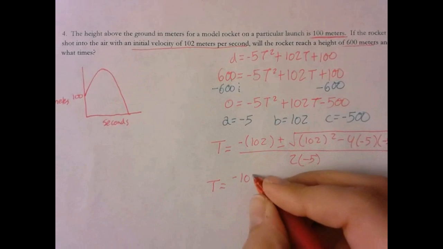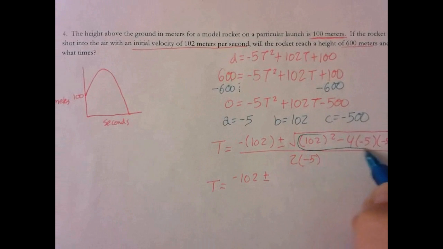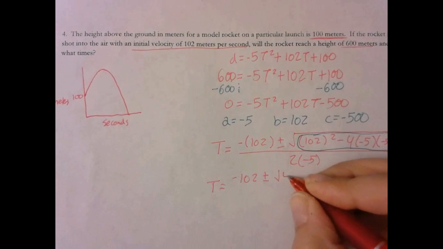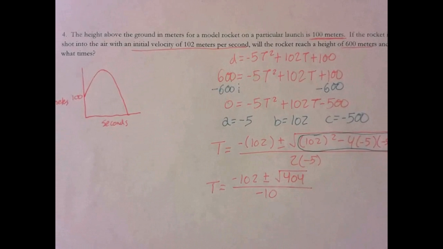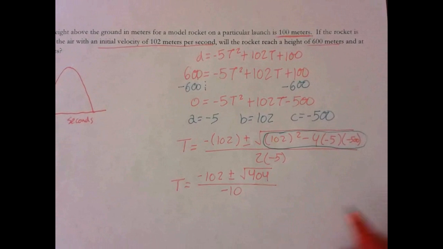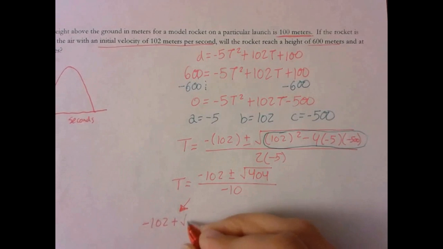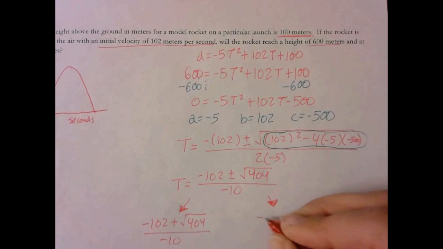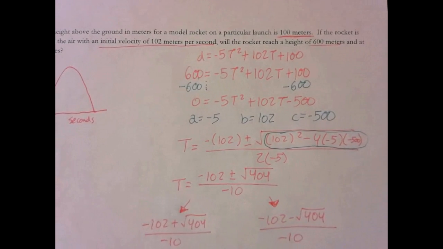That's a -102 plus or minus. And again, I'm just going to put this in my calculator. Watch your signs. That might mess you up. Watch your signs. We get the square root of 404 all over -10. Let's break this into two problems. Oh, just realized you can't see that. Sorry. That's a -500 over there. Okay, we have -102 plus square root of 404 over -10. And then we get -102 minus the square root of 404 all over -10.